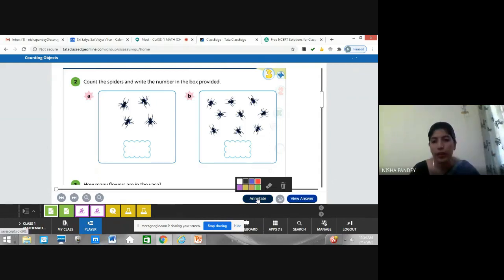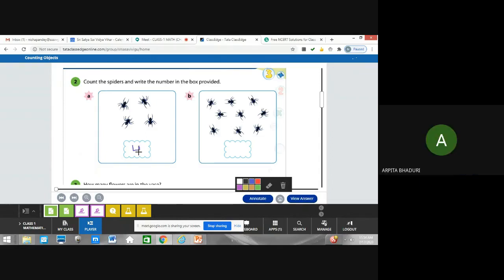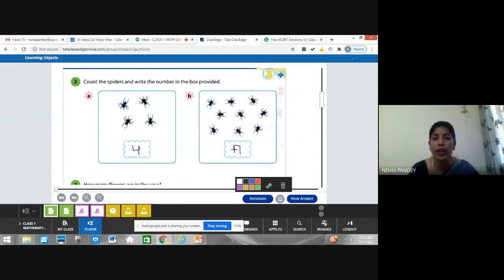Yes. Now next box, can you count how many spiders are here in B1? One, two, three, four, five, six, seven, eight, nine. Ma'am, nine spiders. Right. Very good. So 9.